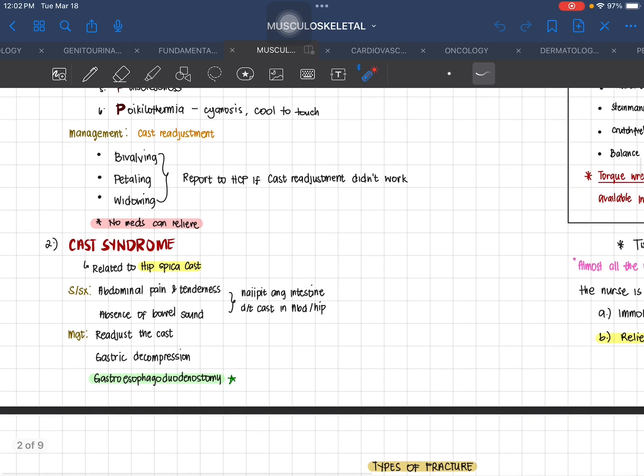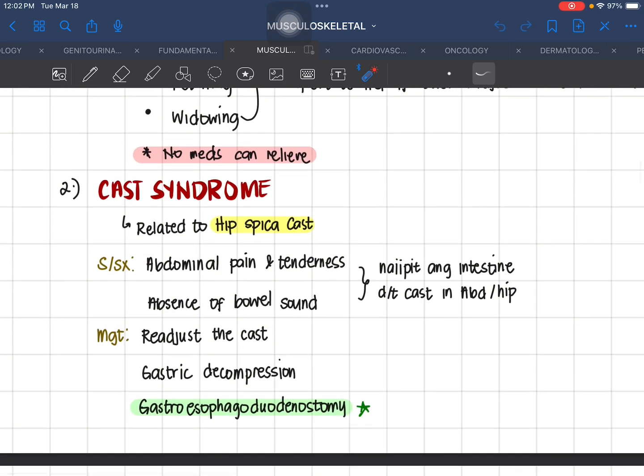Second complication ng cast as immobilizer o management ng fracture is cast syndrome.